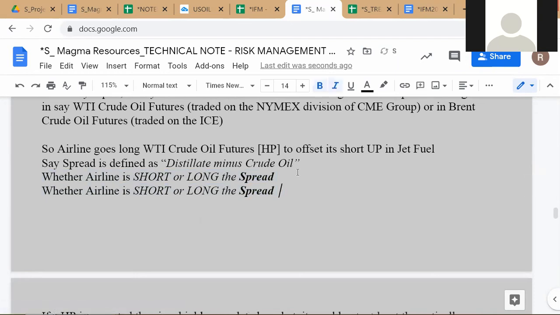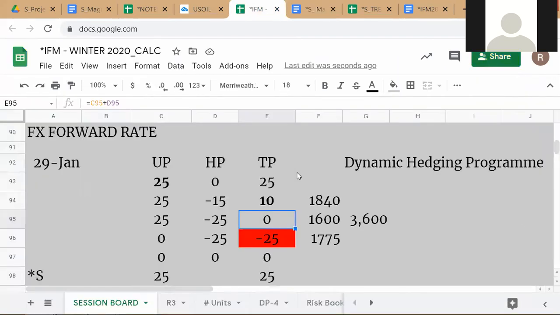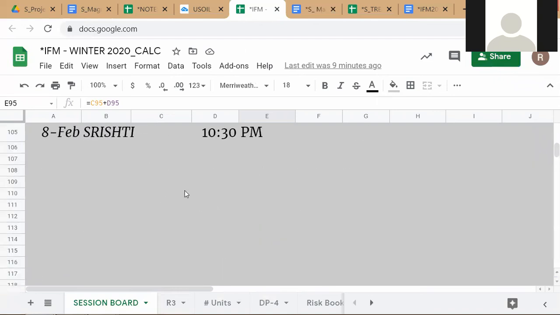Okay, sir. And one more thing, sir. If we flip it, if we say crude oil minus distillate, will the positions also flip in that case? Yeah. Okay, 1 minute.